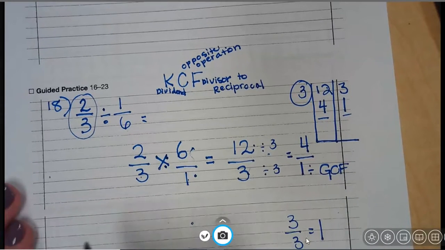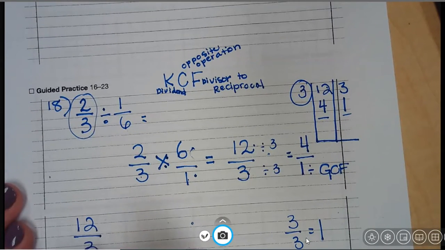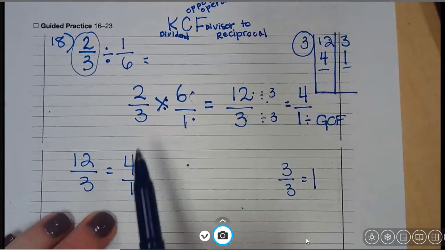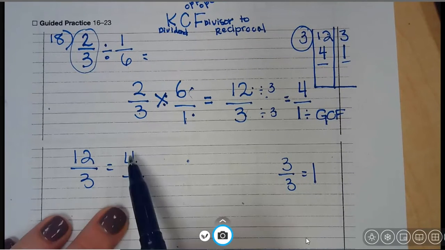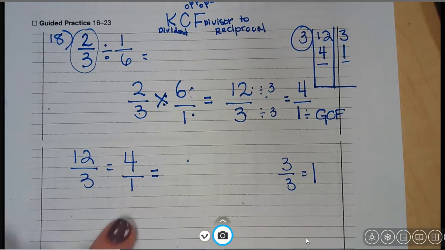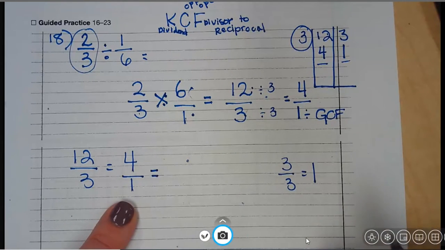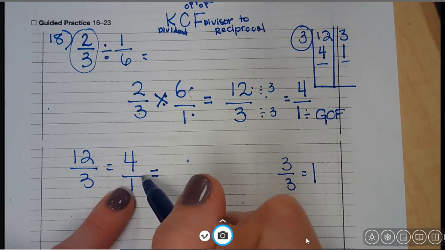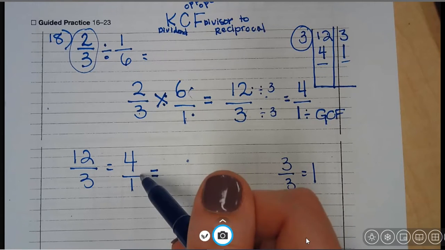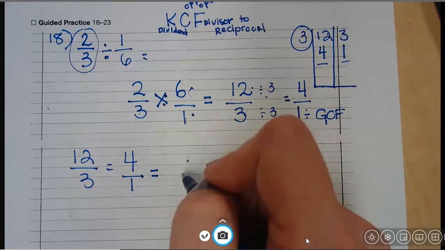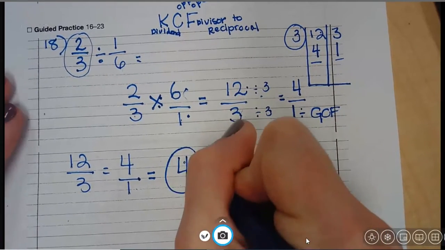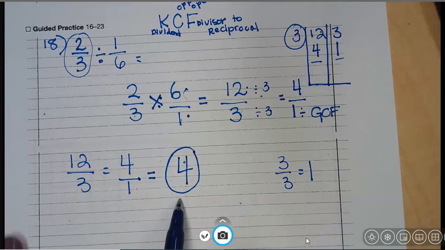So 12/3 is equal to 4/1. You might think that this is in simplest form. It technically is the lowest term of the fraction, but it's still an improper fraction because the numerator is larger than the denominator. Remember we said that the fraction line is also known as divided by. So 4 divided by 1, you know that math fact, it's equal to 4. So the answer for 2/3 divided by 1/6 would be 4.